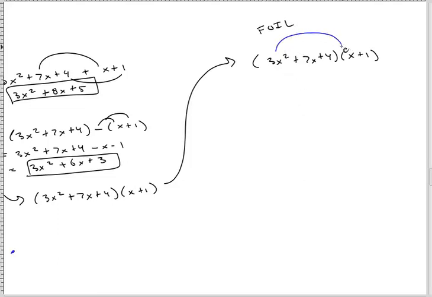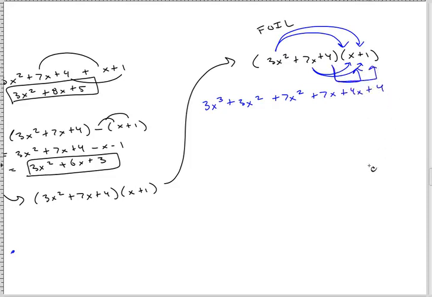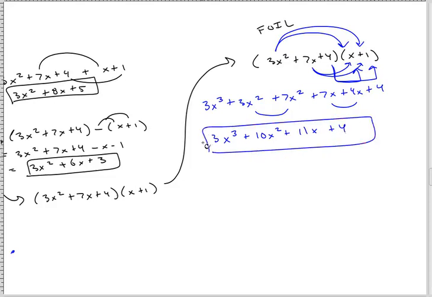So here we go. 3x squared times x is 3x cubed. 3x squared times the 1 is 3x squared. 7x times the x is 7x squared. And 7x times the 1 is a 7x. 4 times x is 4x, and 4 times the 1 is 4. Combine like terms, and so my answer should be 3x cubed plus 10x squared plus 11x plus 4. There we go. Whew, that's pretty lengthy.